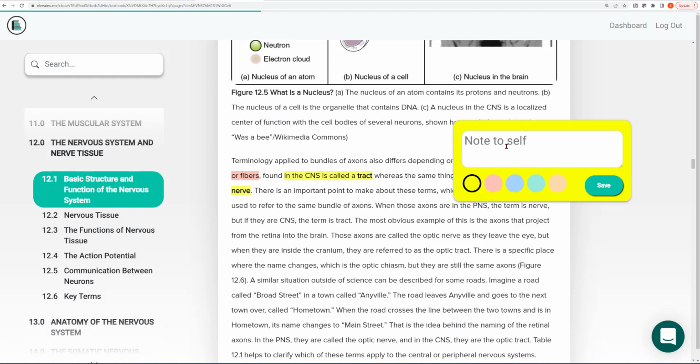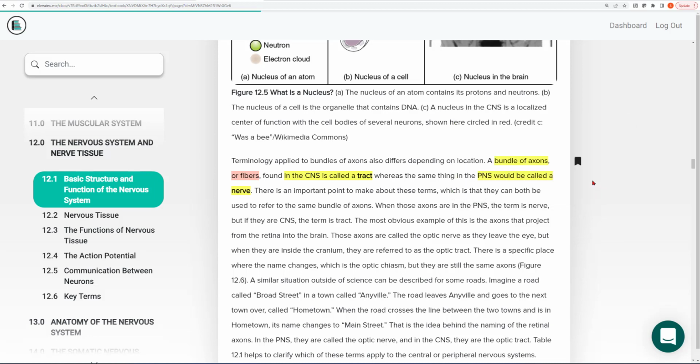So let me just add that right here. An axon is also referred to as a nerve fiber. So that's an important thing to remember as you're reading questions or reading the text. When you see the word fiber in relationship to neurons, it's referring to the axon, right? A neuron is the nerve, or an axon is a nerve fiber.